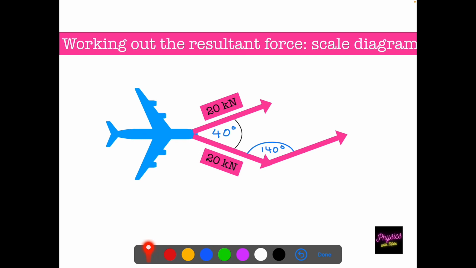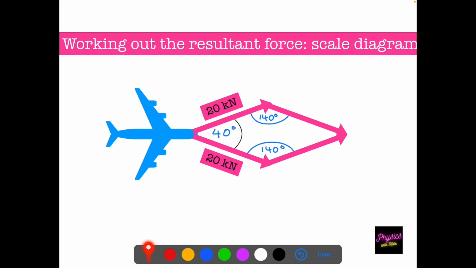Now, to be honest, if you've done this correctly and accurately, you should just be able to get your ruler, line up here and draw the extra side of the parallelogram. But it is worth checking when you do that this angle here is also 140 degrees and the distance here is the same as the length of this force. There we go. Now we've got our parallelogram.